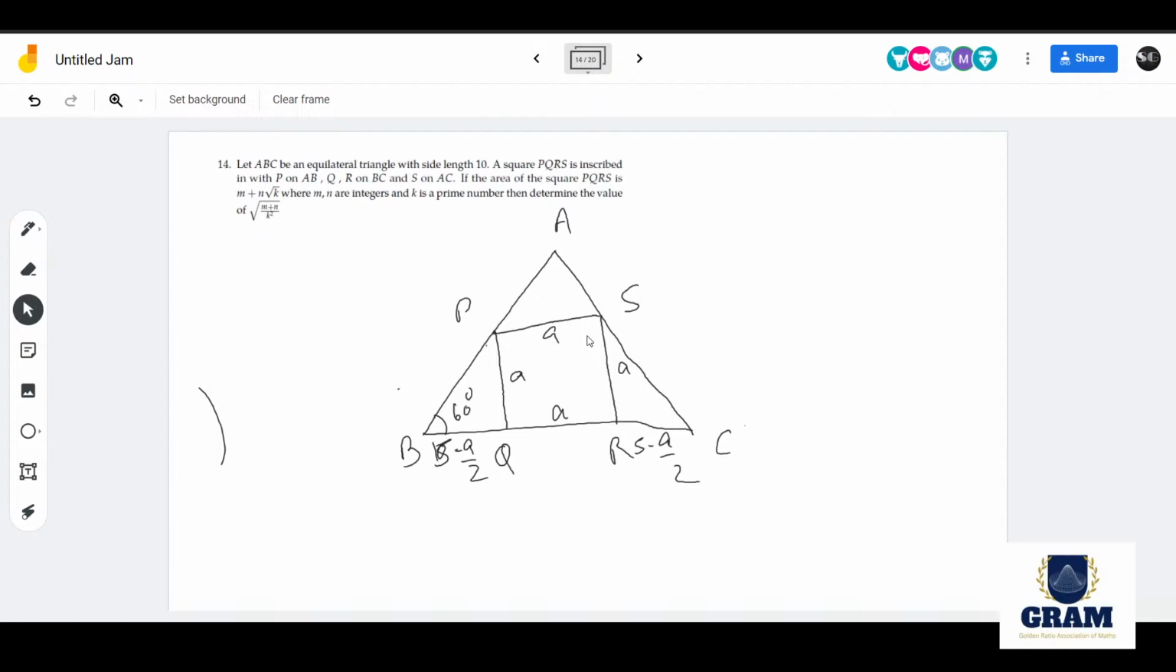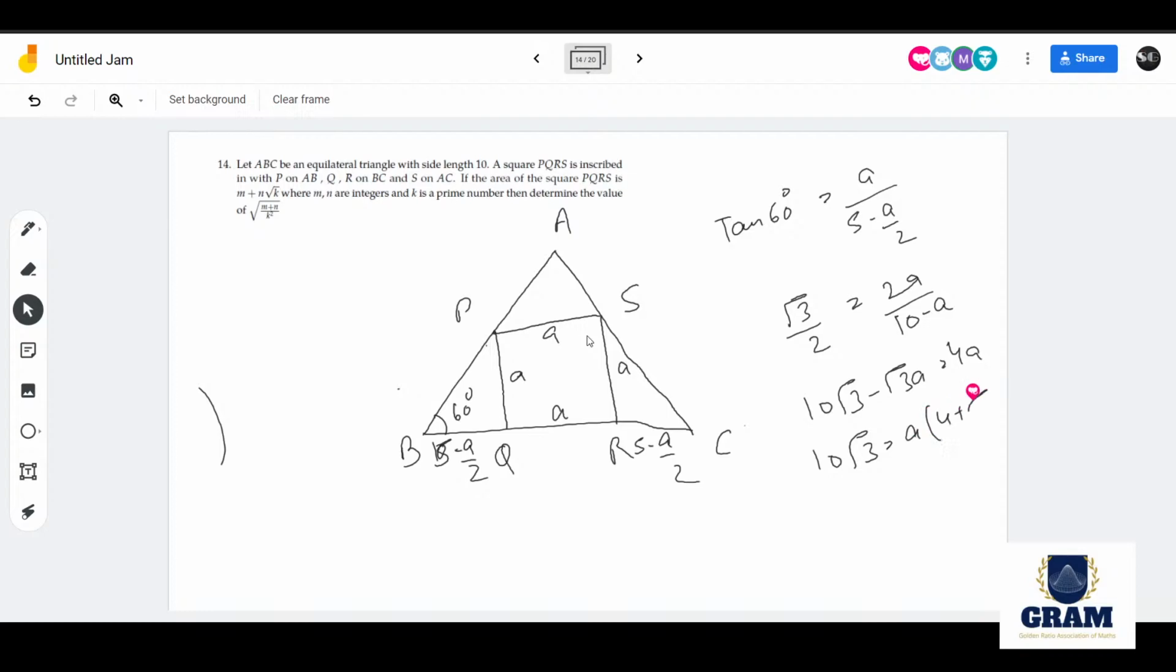So tan 60 equals A by 5 minus A by 2, which is root 3 equals 2a by 10 minus a. So 10 root 3 minus root 3 a equals 2a. 10 root 3 equals a times 2 plus root 3. We can simplify from here. A equals 10 root 3 upon 2 plus root 3. Is it correct? I suppose that's correct. Or maybe you could just apply similarity.